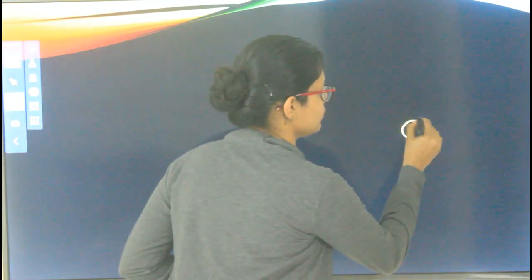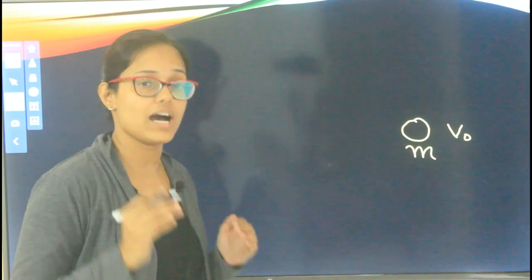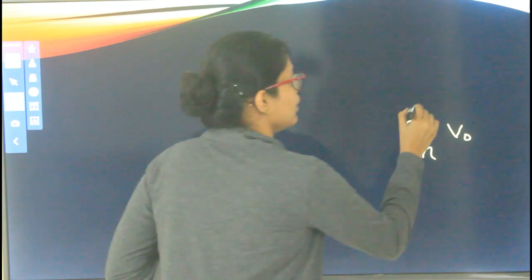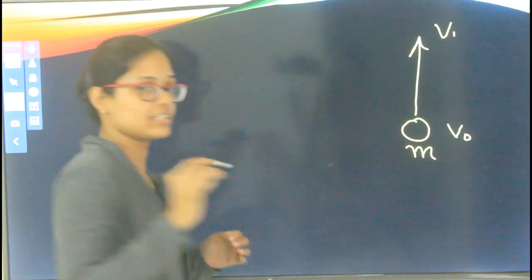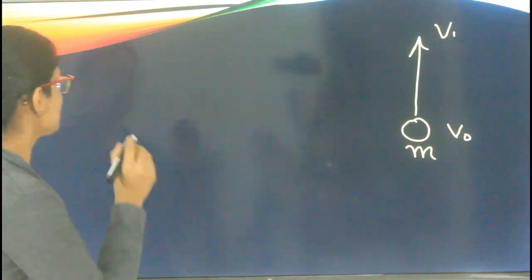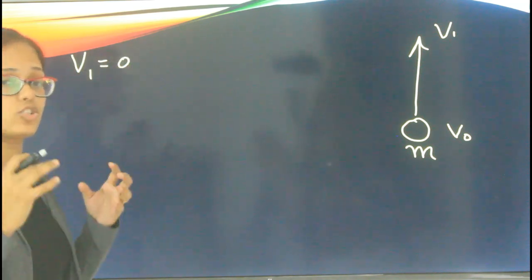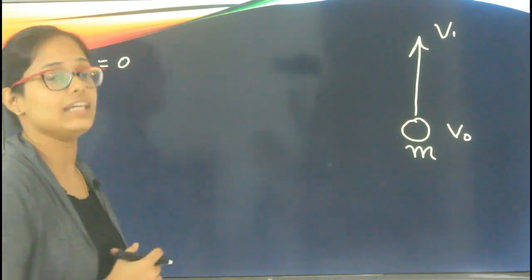So for that, consider a stone with mass m and initial velocity v0. Here m is the mass of the stone and v0 is the initial velocity of the stone, and we are throwing it in the upward direction, and v1 is the velocity at the maximum height. So we know that v1 will be equal to 0. When a stone is thrown upward, the velocity at the top will be equal to 0.